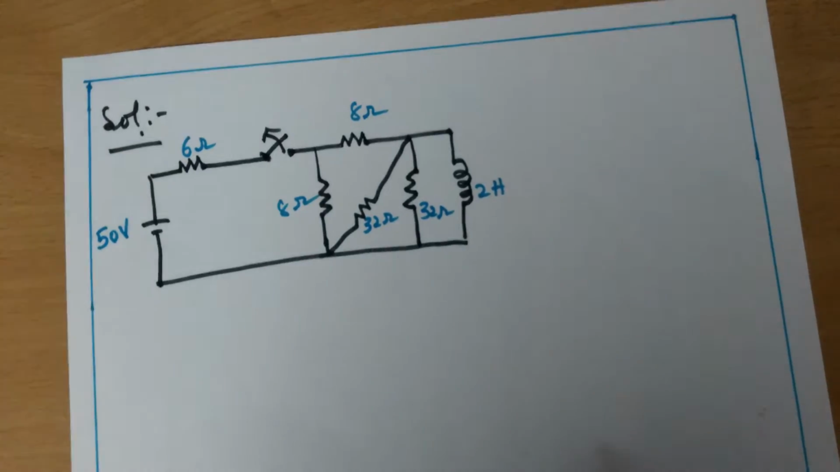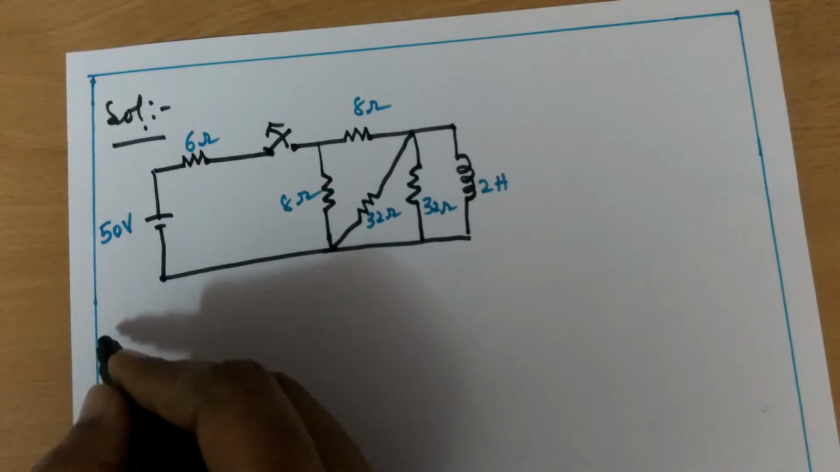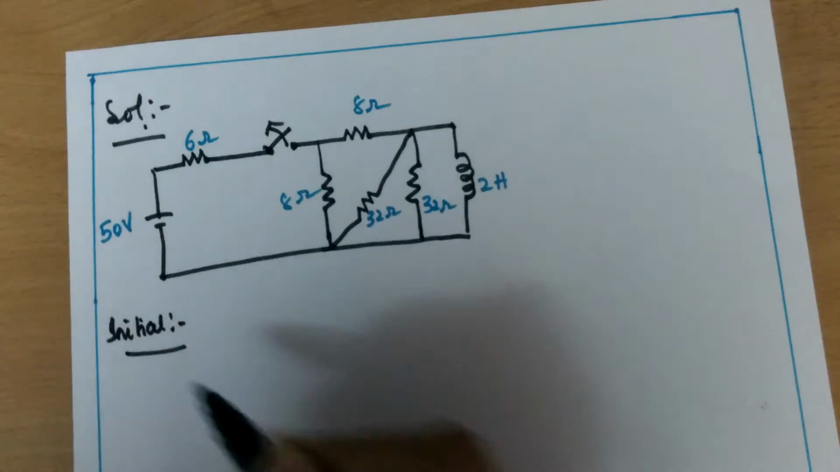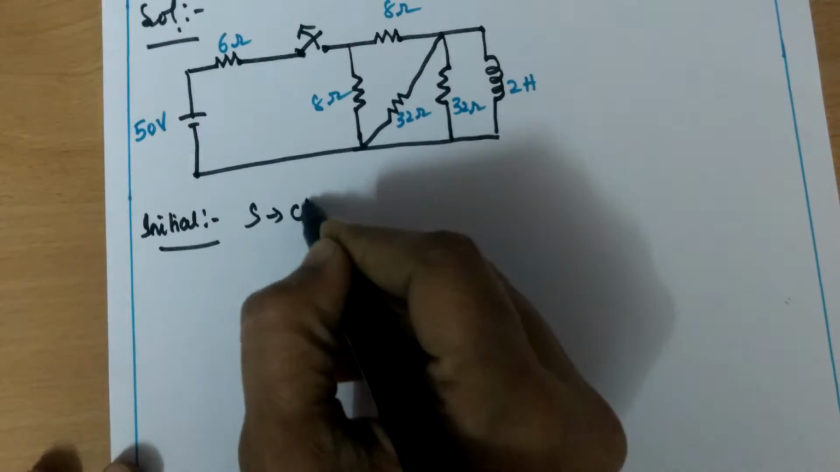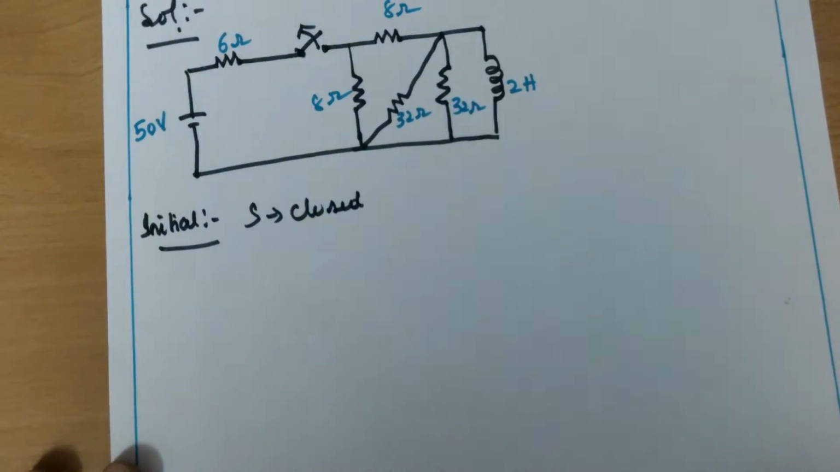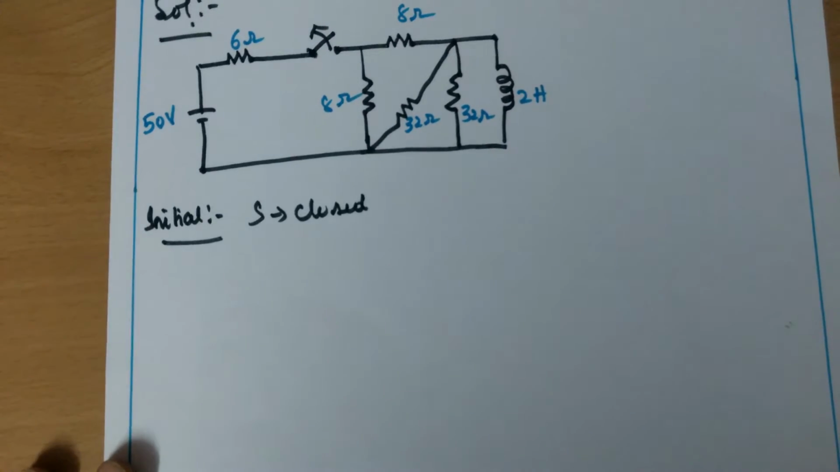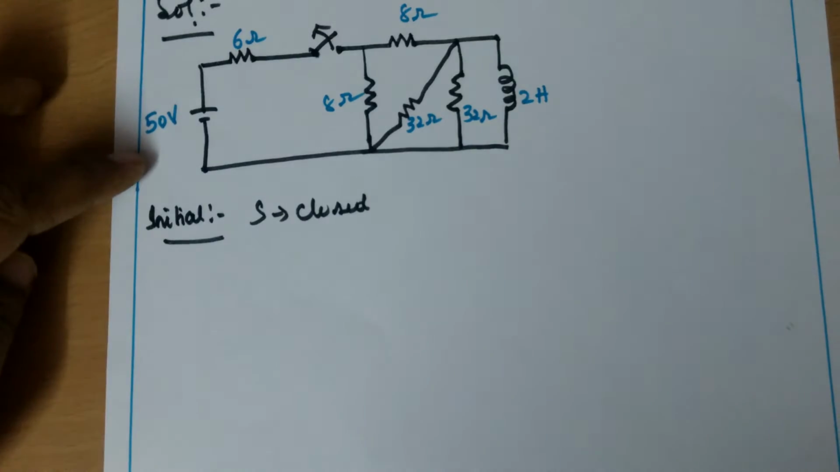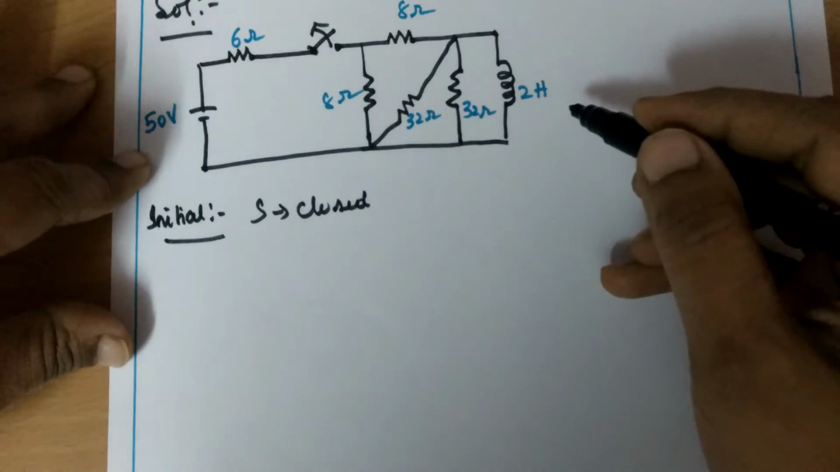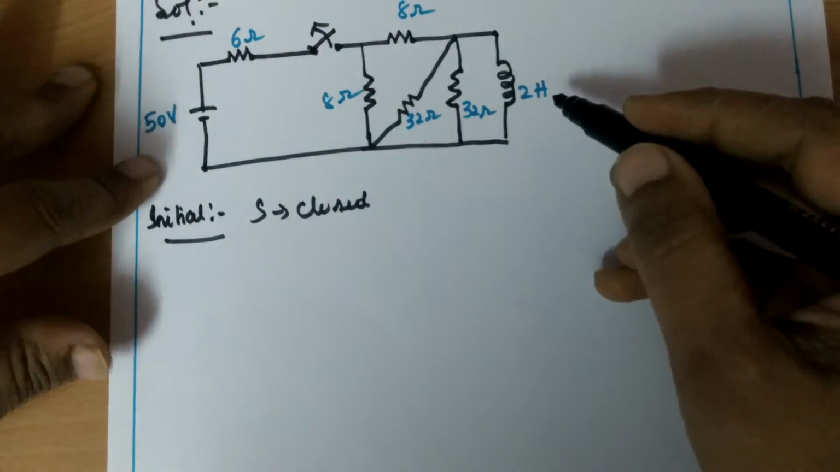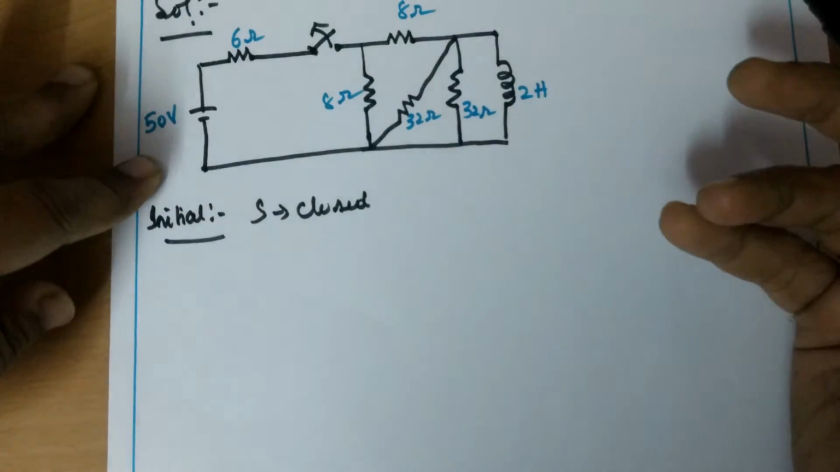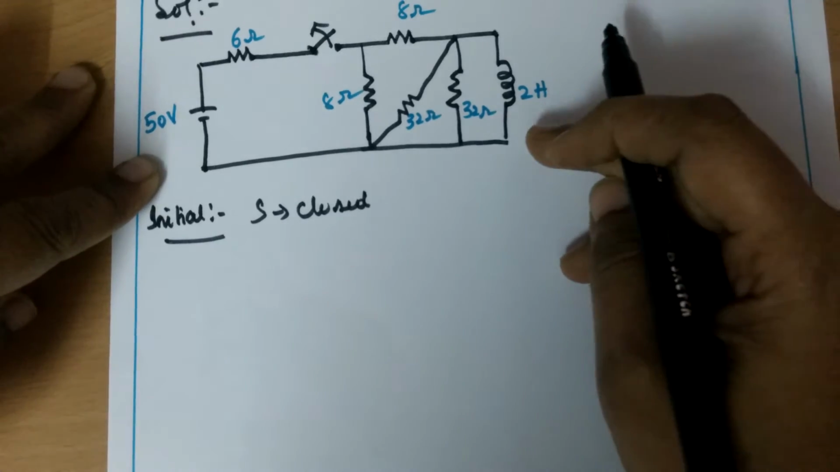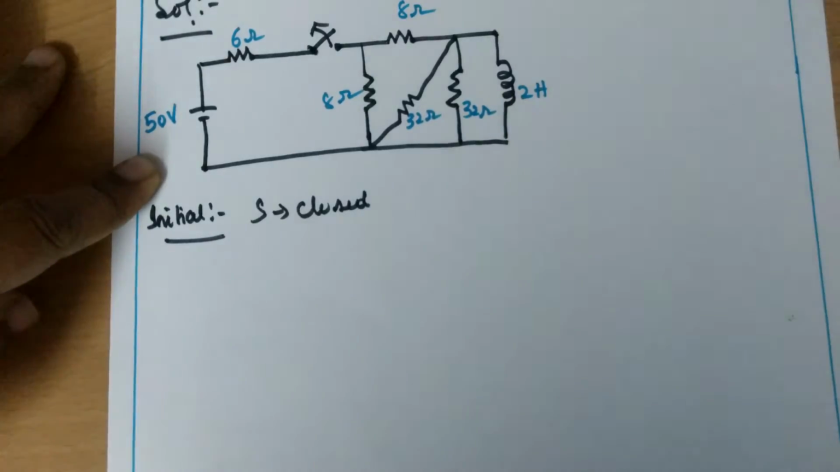Here I have drawn the circuit again. Let me solve. What is the initial condition? The switch is closed. Switch is closed means that at that time, for the DC network, this inductor appears as a short circuit. Inductor acts as a short circuit. If a capacitance is there, the capacitance acts as an open circuit. We know that. So we can short circuit this inductance and find out the current value.